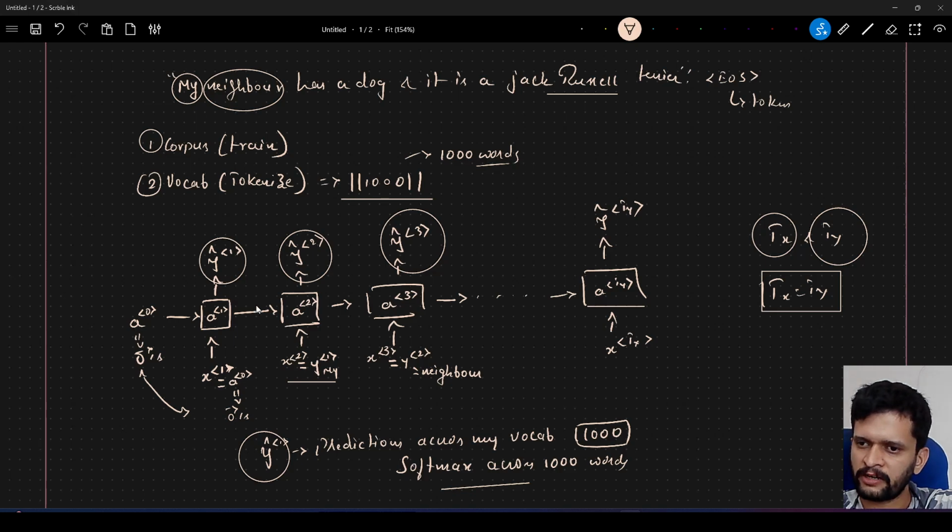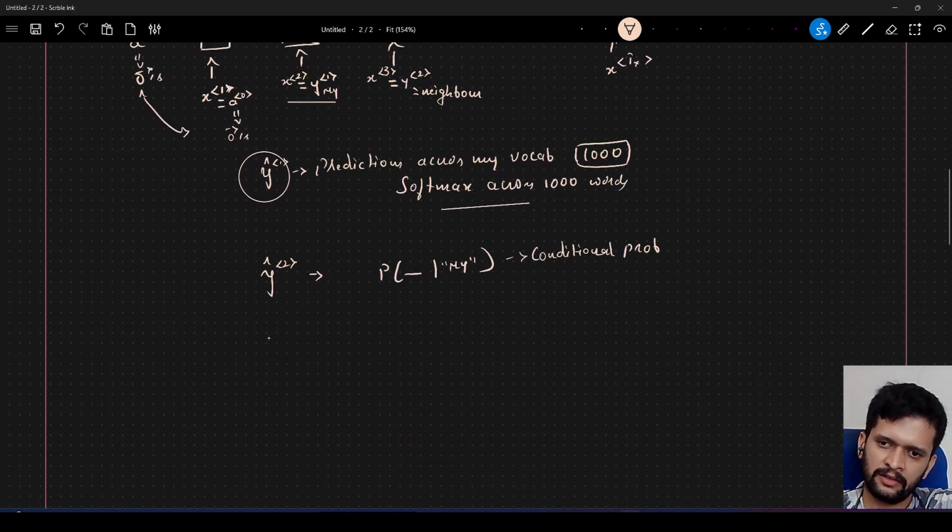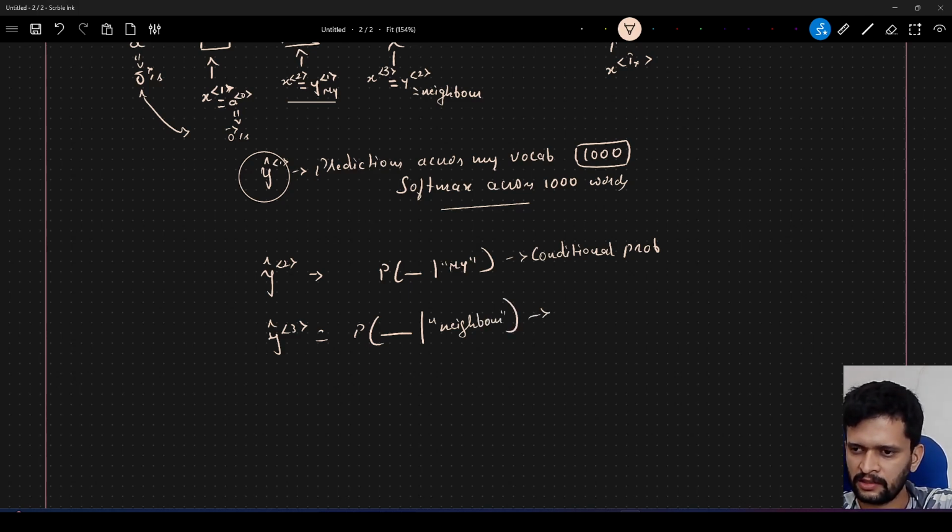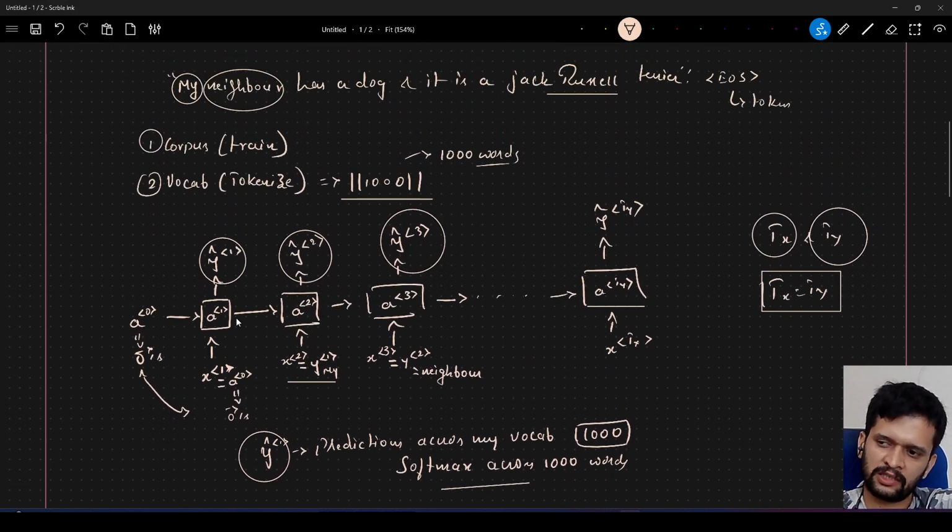Okay. So what is my y hat 3? It's again a prediction. This will be again a probability of each word given the word neighbor. Again, this is a conditional probability. And what is this output? It's actually a softmax across all of my 1000 words in the vocabulary. So this is how we train an RNN for a language model.